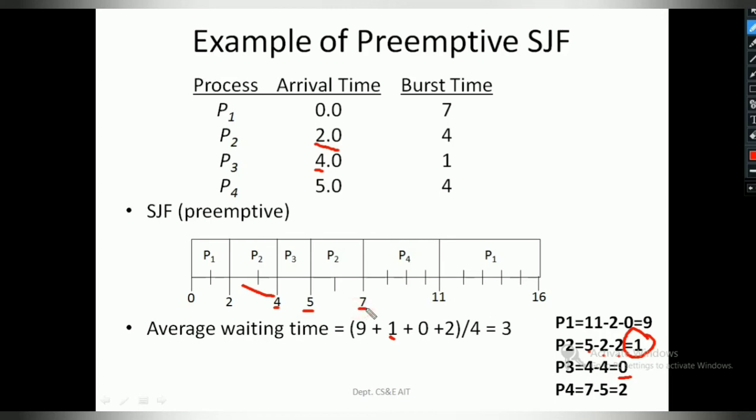P4 has waited for 7 milliseconds, but the arrival is at the 5th millisecond. We don't have P4 arrived any time before, so the waiting time is 2 milliseconds. So that is about your preemptive shortest job first or shortest remaining time first scheduling. Let me take another example so that you understand the algorithm better.